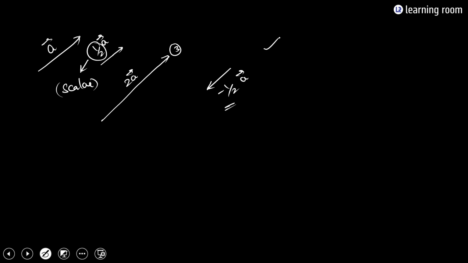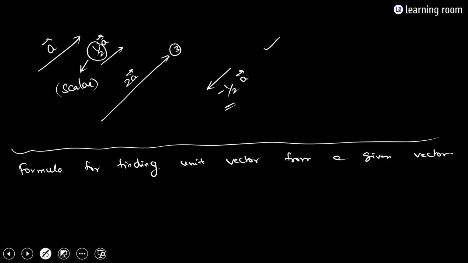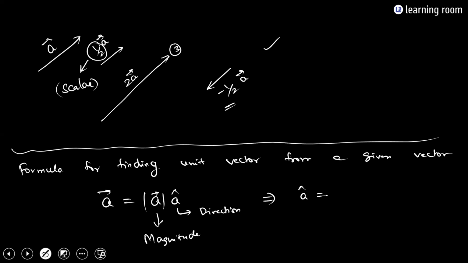Next is the formula for finding a unit vector from a given vector. If I have any vector A, then I can write it as the magnitude of this vector times direction. So this is the magnitude, and this is going to be the direction. That implies A cap is equal to A vector divided by the magnitude of A.